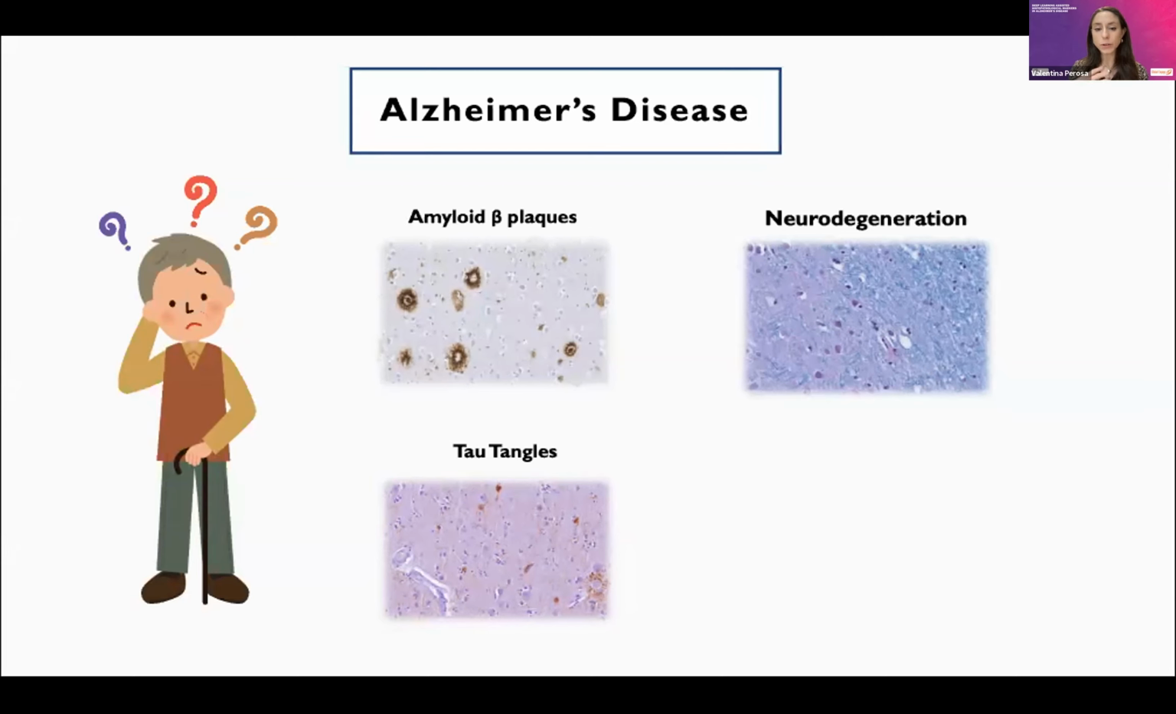And although these are, by definition, the markers for Alzheimer's disease in histopathology, what we know from epidemiological studies is that cerebral amyloid angiopathy is also very widespread in Alzheimer's disease. Actually, we have studies that say that it's present in up to 89% of Alzheimer's disease cases.